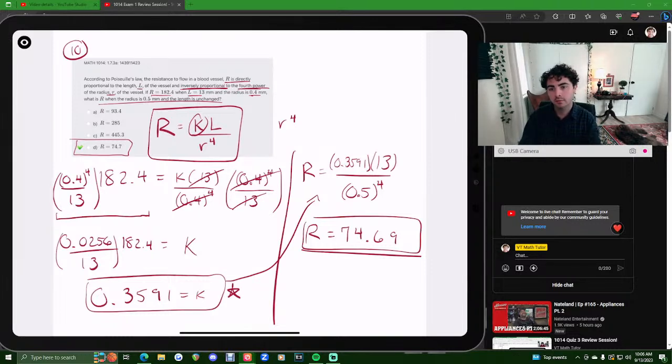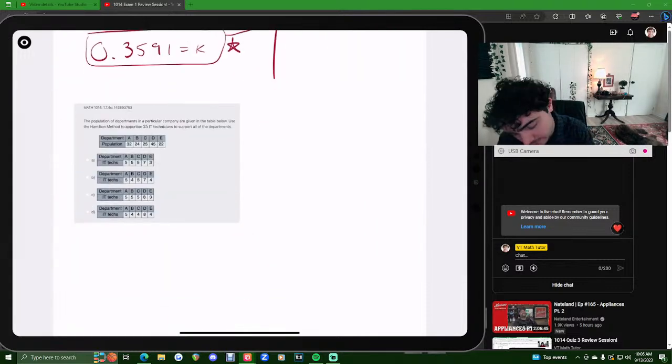And then plug in the R, L, and lowercase r values. Solve for K. Reset. Plug in that K with the length and the new radius to get your new capital R. Okay? Okay. That was number 10.